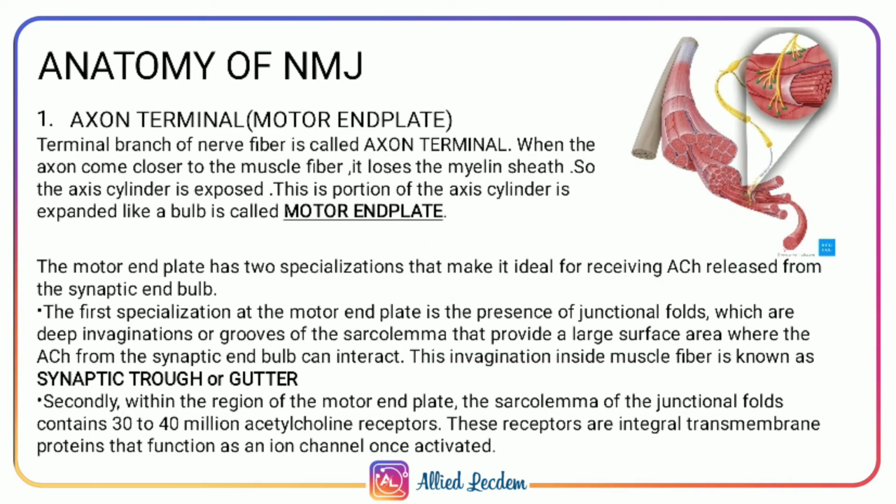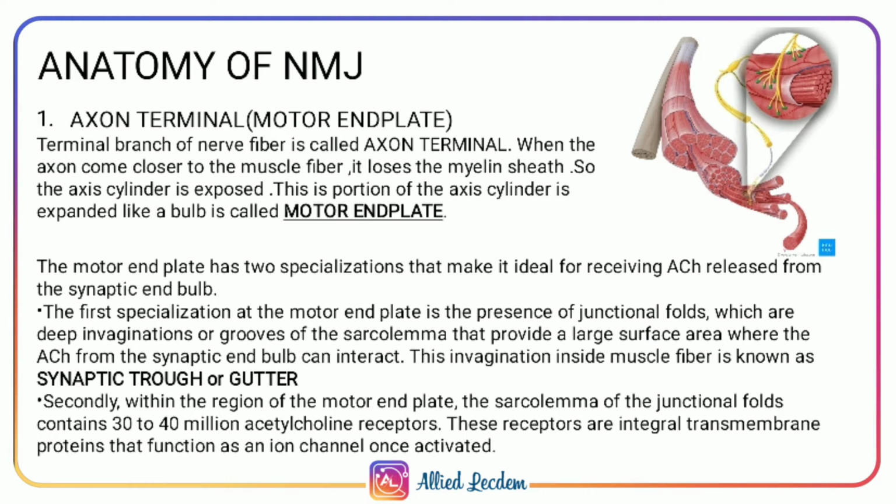We'll see about the anatomy of neuromuscular junction, that is, the structure of the neuromuscular junction. Skeletal muscle fibers are innervated by a motor nerve fiber, that is, we are speaking about the axon, which divides into many terminal branches. Each terminal branch supplies one muscle fiber through a neuromuscular junction.